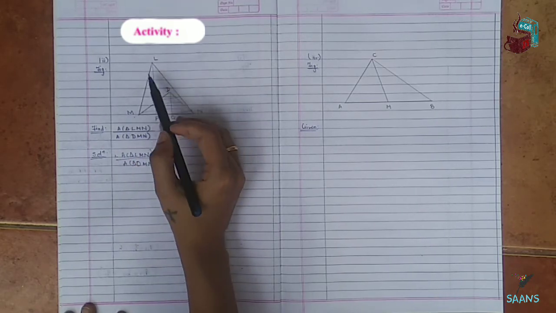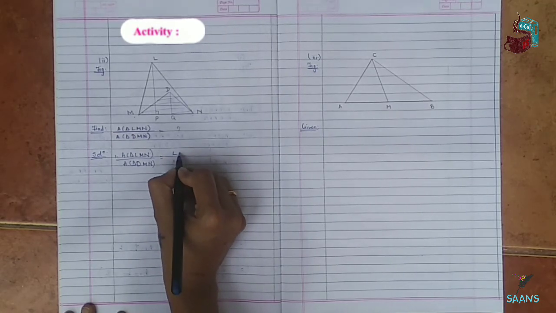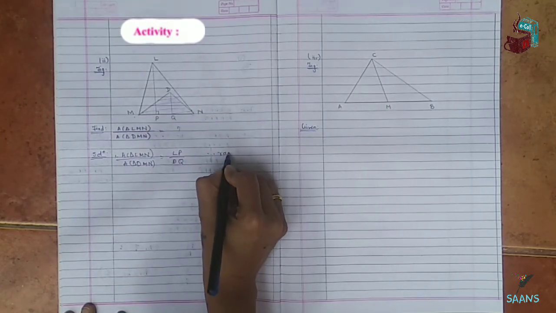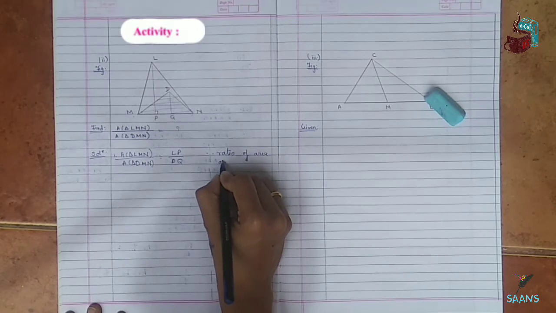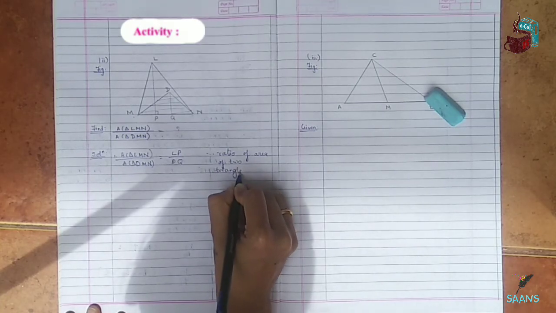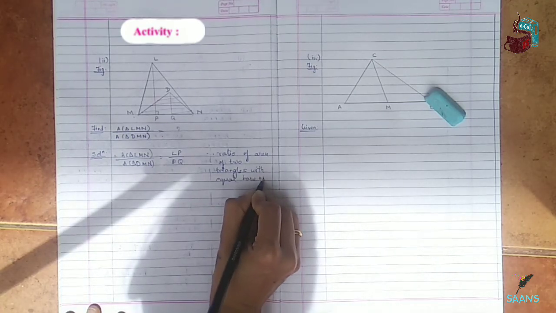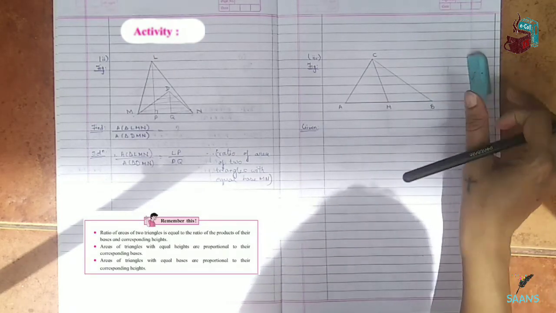Now we see that in LMN, MN is common, and in DMN, MN is common. So how can you write directly? Look at this. It will be directly LP upon DQ because base is equal. So right over here, ratio of area of two triangles with equal base MN. Just write this MN. And that's it. This is your conclusion. Just one step. And these sums do appear, so that they get an understanding of your concept.